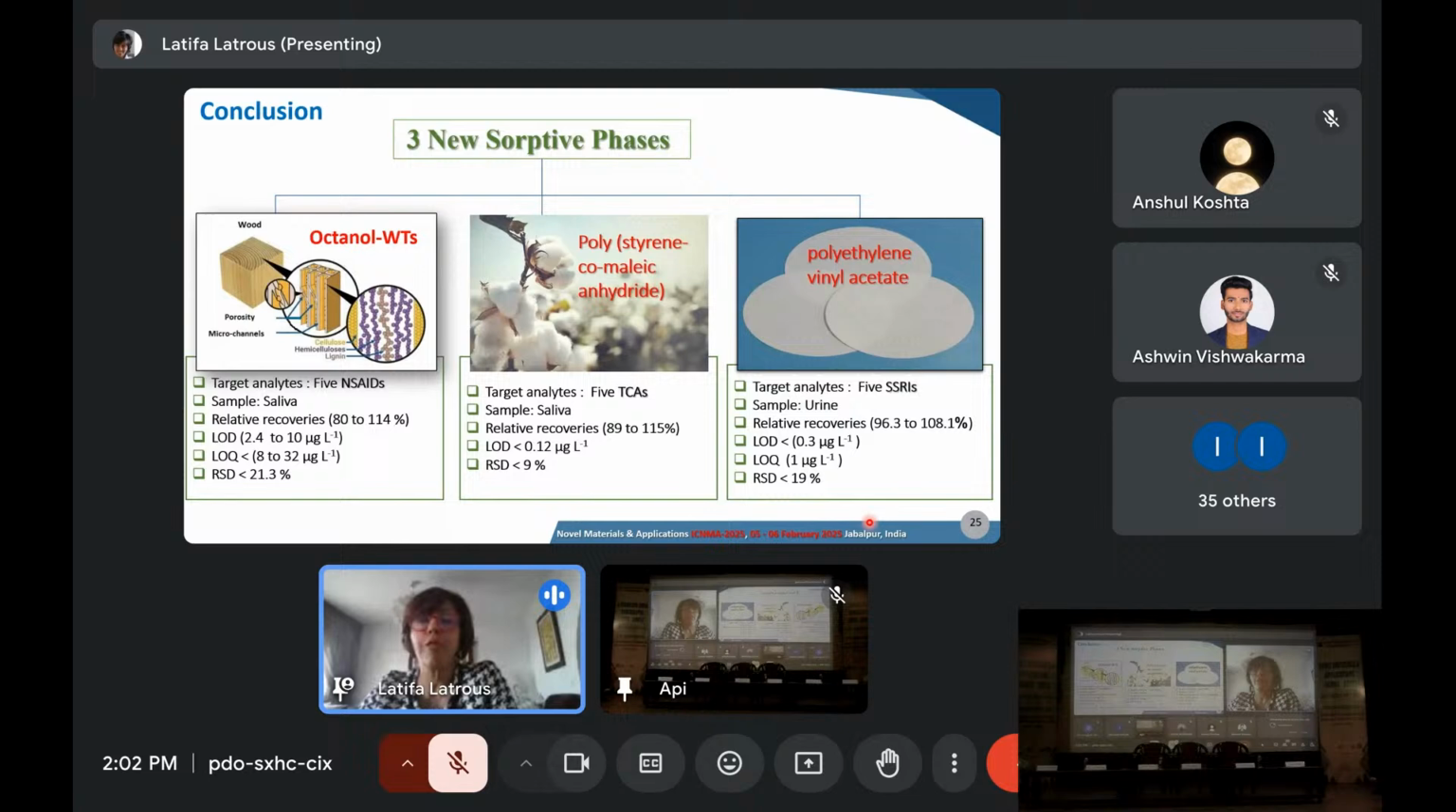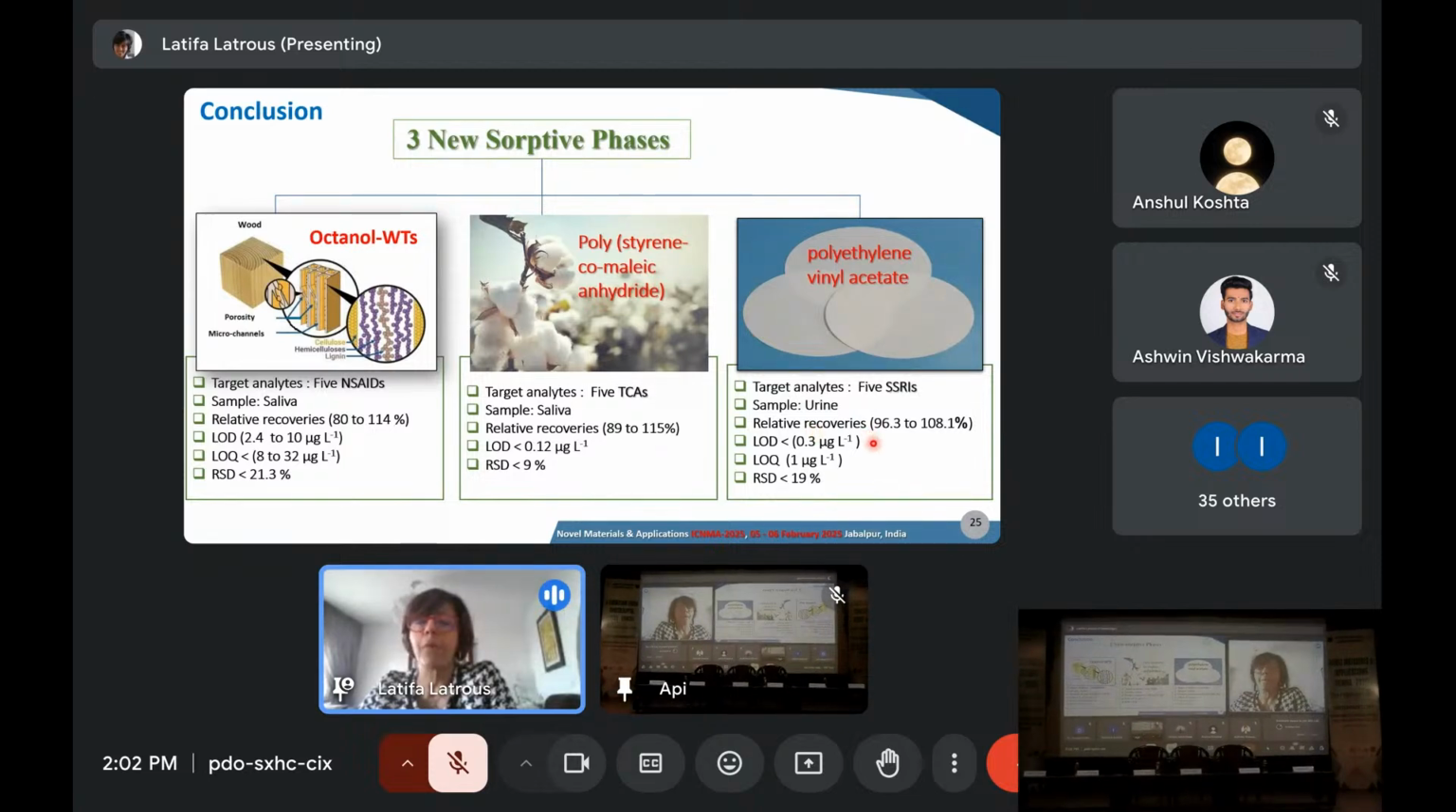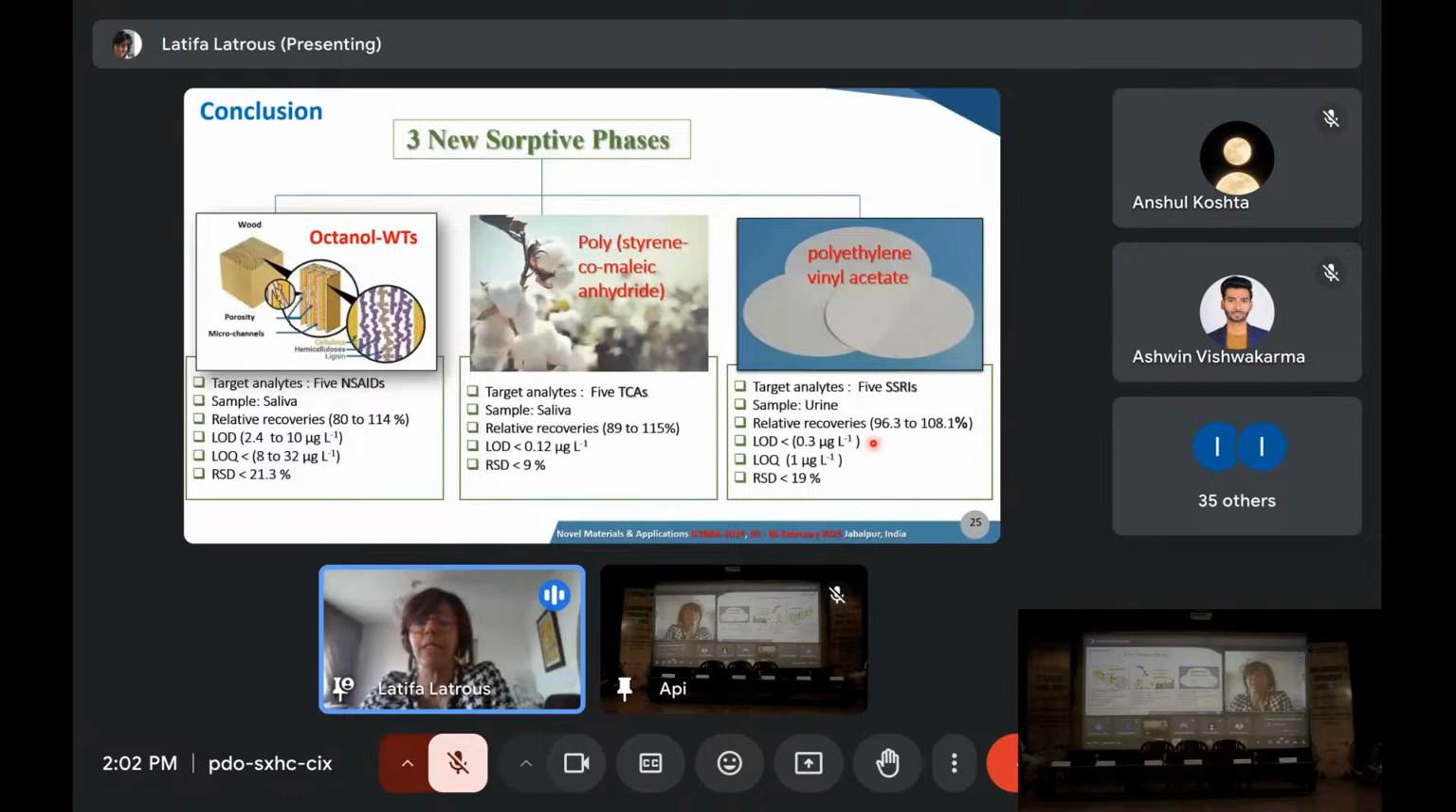And in the third experimental development, a paper-based sorbent phase was synthesized by depositing polymer using the dip coating technique. The sorbent was used for the extraction of selective serotonin reuptake inhibitors from urine samples. So the materials have demonstrated the ability to extract the target compounds with high efficiency.